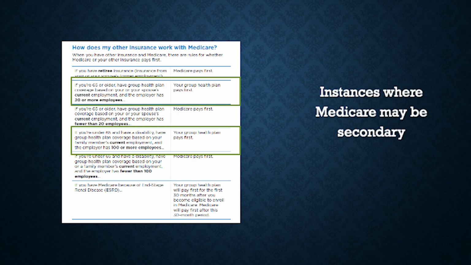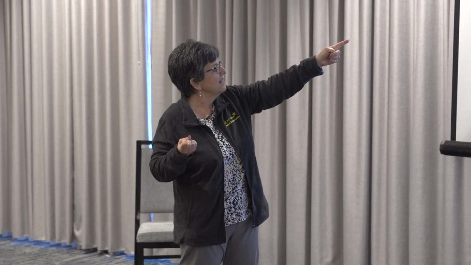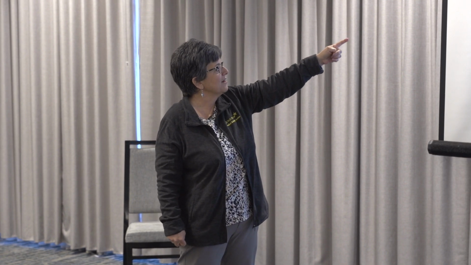So we've kind of had this situation in my household. You know, I'm not 65 yet, right? My husband is 67, so I have insurance, he has insurance, but we have fewer than 20 employees, right? Then the Medicare pays first, okay?